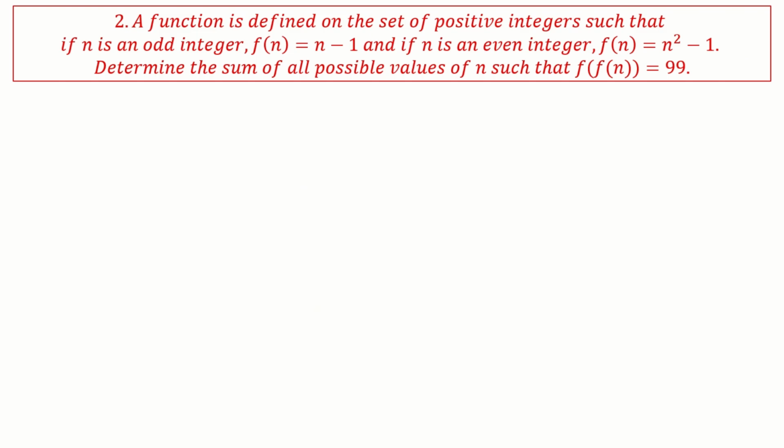A function is defined on the set of positive integers such that if n is an odd integer, then f of n is n minus 1. If n is an even integer, then f of n is n squared minus 1. Determine the sum of all possible values of n such that f of n equals 99.